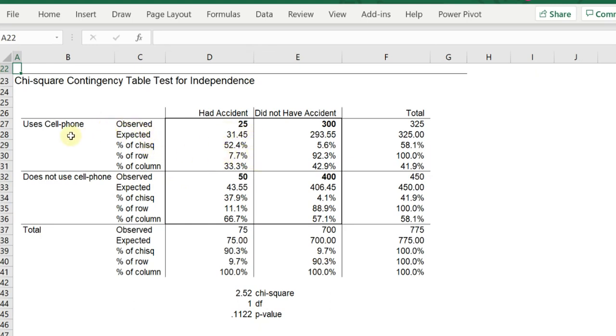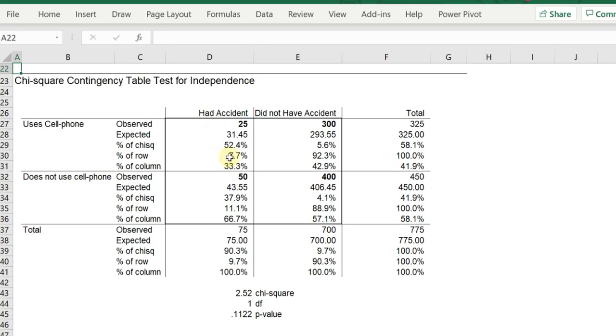See? So how do you read, for example, this cell? Observed 25. You would expect 31. Percent of chi-square 52. These 3 numbers I had in my note. Now I added percent of row and percent of column. So there you go. These 2 totals add to 100%. So what do these tell me? That means of those who use cell phones, percentage of row, 92.3% did not have an accident, 7.7% had an accident. These are cell phone users who had an accident.